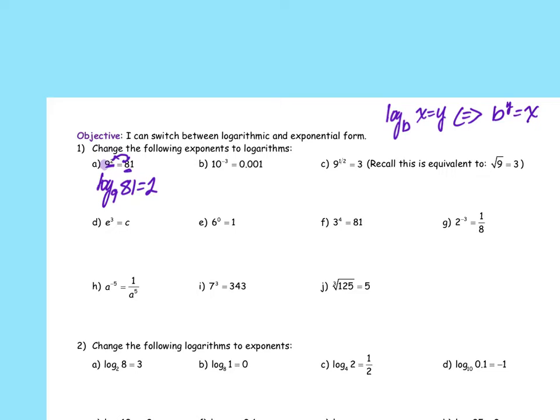So if I'm doing the second one, I'm rewriting it as a logarithm. I'm going to have my log, and then it's base 10, because that's where my base is, right here, base 10. Okay, and then I switch the -3 and the 0.001. Log base 10 of 0.001 is going to equal -3.